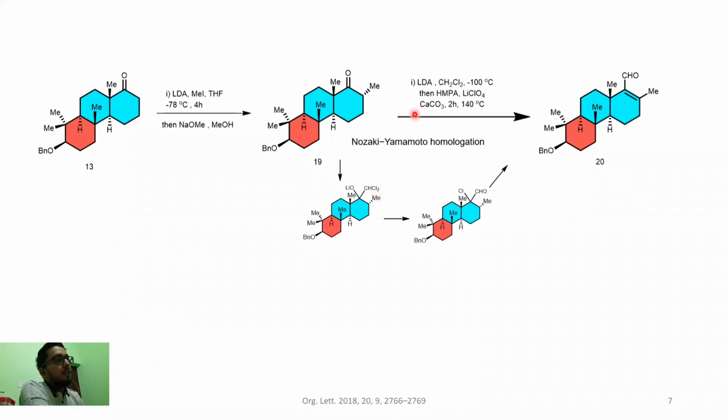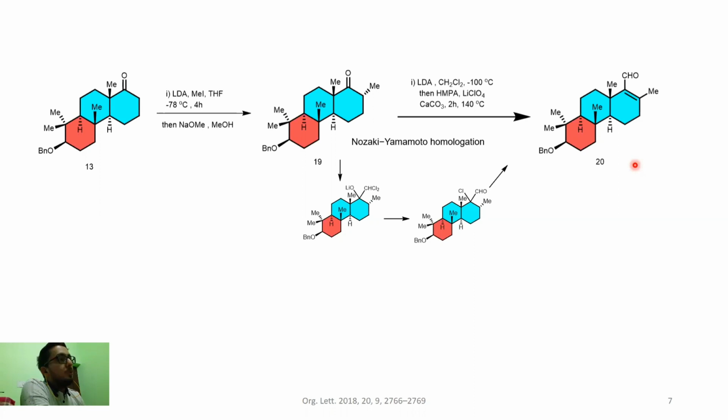So first of all, I think this base will abstract a hydrogen from this carbon, and then this molecule attacks at this carbonyl carbon, and we get this intermediate molecule, and then this intermediate somehow with carbene insertion changes into this intermediate, and then this intermediate changes into this particular molecule 20. So the mechanism of this reaction is not given anywhere. So this is my assumption that this is how this reaction is proceeding.